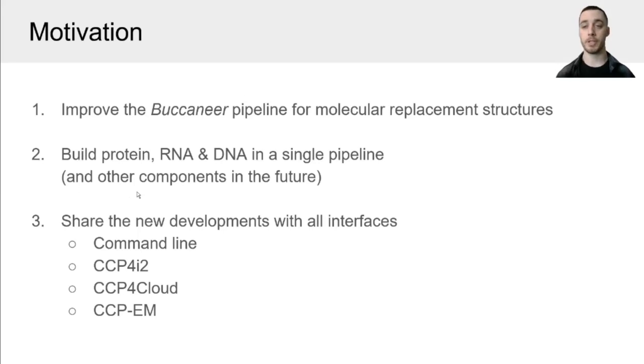Also, we don't want to just build a protein, we also want to build RNA and DNA in the same pipeline, and that's in ModelCraft at the moment. We also would like to build other components in the future, so sugars, ligands, modifications as well. It would be nice if the pipeline just did everything it could. And finally, we want those developments to be shared between all the different interfaces, so it doesn't matter whether you're running it on the command line, in I2, or in Cloud. You end up running the same pipeline with all the newest developments, and essentially the graphical interfaces would just call the command line, and then we would only need to make development in one place. So those were our motivations for making ModelCraft, which we did.